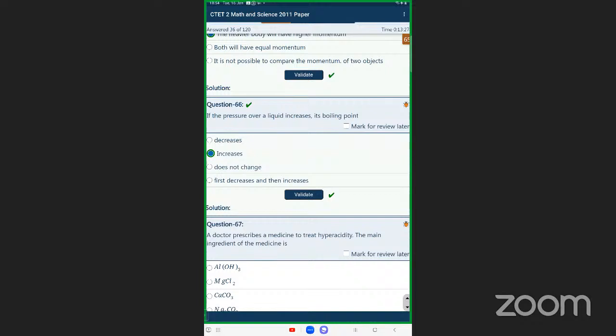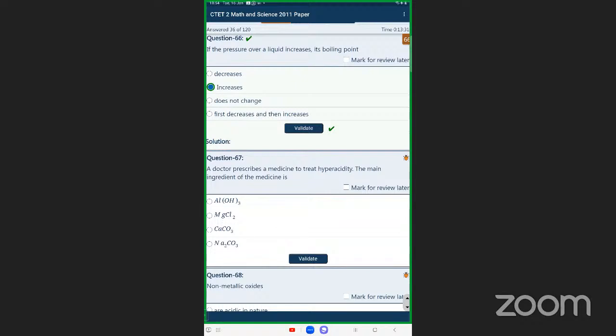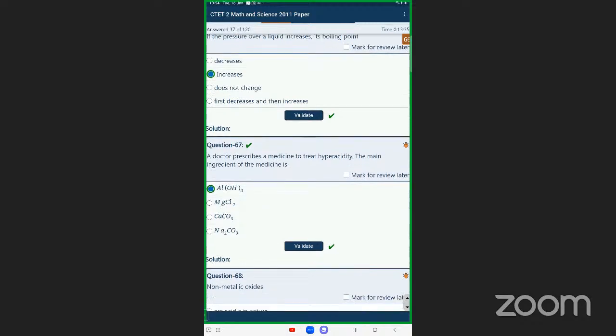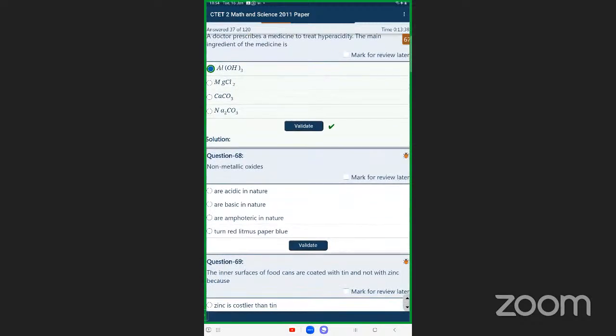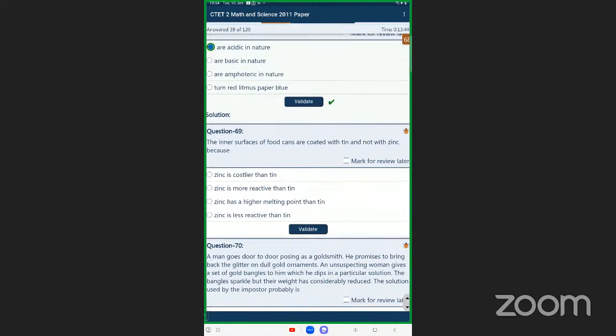Now question number 67, student. A doctor prescribes a medicine to treat hyperacidity. The main ingredient of the medicine is aluminum hydroxide. Non-metallic oxides are acidic in nature, student. Okay, metallic oxides are basic, non-metallic oxides are acidic in nature.